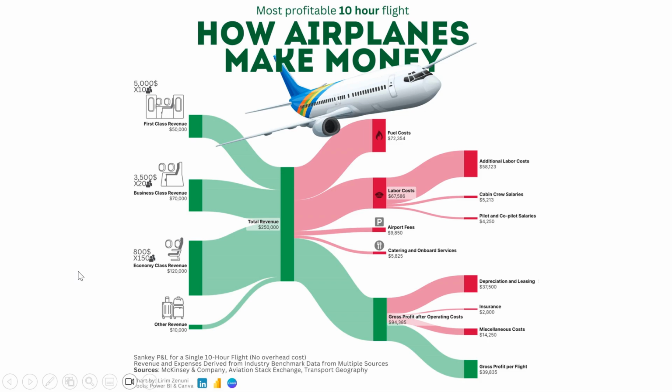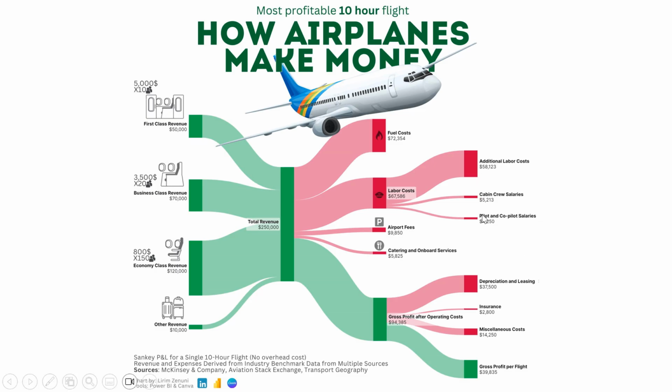This is showing how airlines make their money. So if you've got one flight with some first class passengers that are paying $5,000 and business class passengers that are paying $3,500, and then economy class paying $800, and then some baggage fees. So all of the revenue on average that you might get from a single 10-hour flight could be $250,000 for that flight. And so what this graphic shows is where that money goes, covering the cost of the fuel, covering the labor expenses of the cabin crew and the pilots, which is a tiny fraction of it.